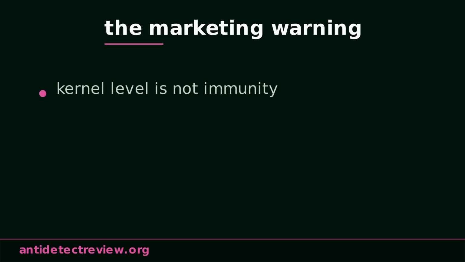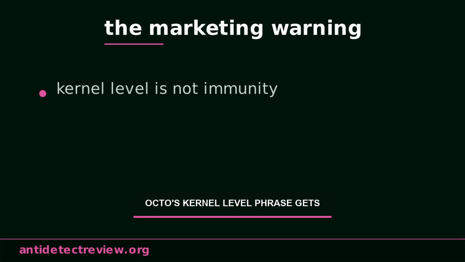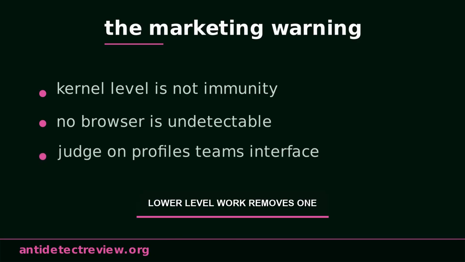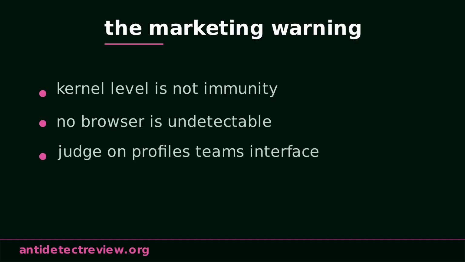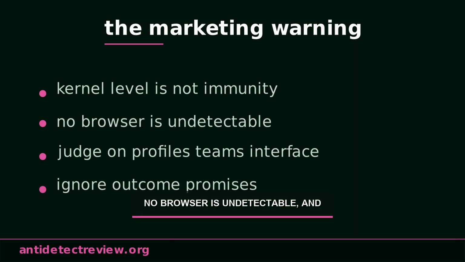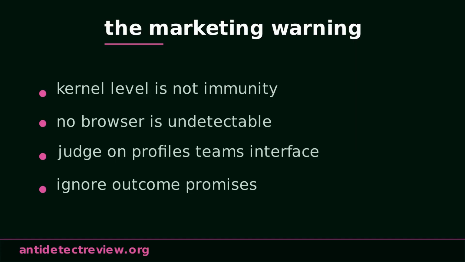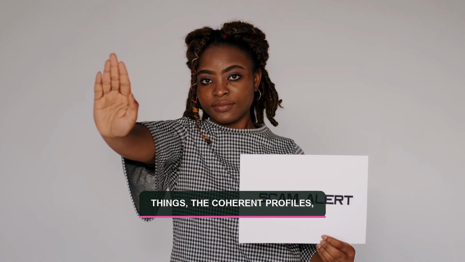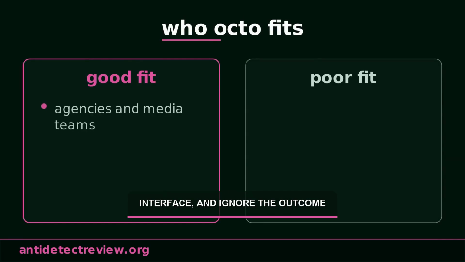If a clean collaborative interface matters to how you work, Octo is one of the stronger options in the category. Now the direct warning, the same one I give for every tool here. Octo's kernel-level phrase gets weaponized in the marketing, framed as if substituting fingerprints at a lower level made accounts untouchable. Tune that out. Lower-level work removes one specific class of tell, which is worth something, but it is not immunity. No browser is undetectable, and any review that promises your accounts will never get banned is selling you something, usually an affiliate link. Judge Octo on the concrete things, the coherent profiles, the team tools, and the interface, and ignore the outcome promises entirely.